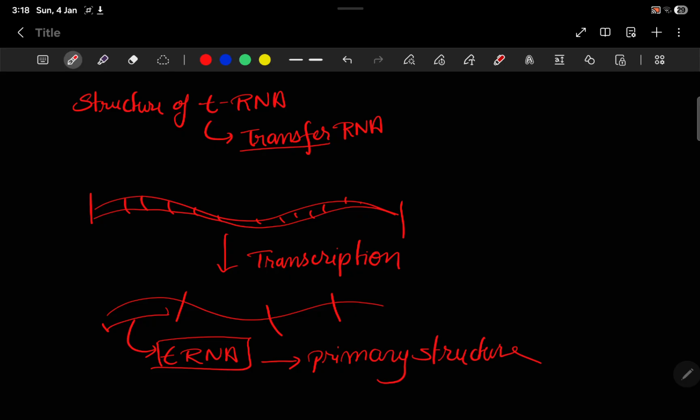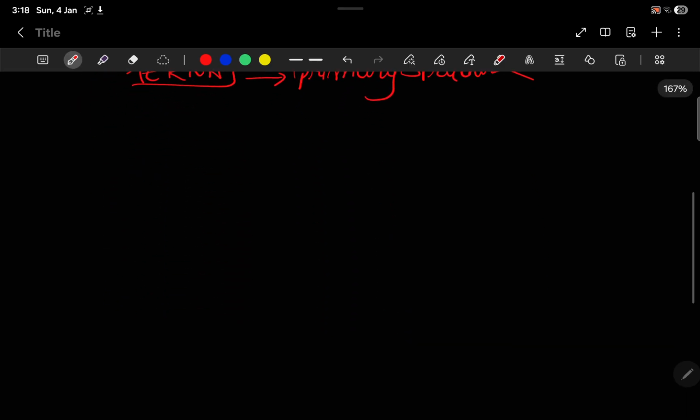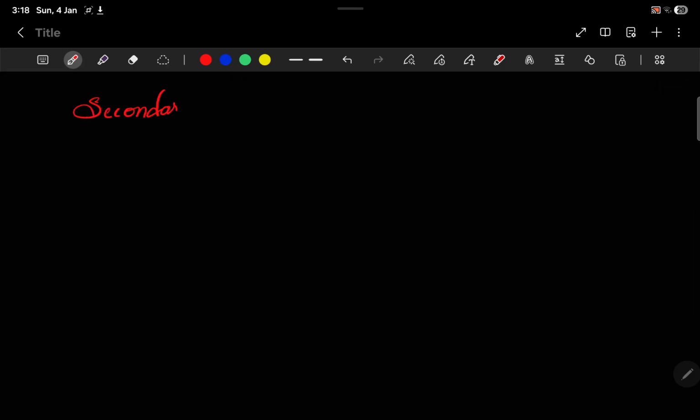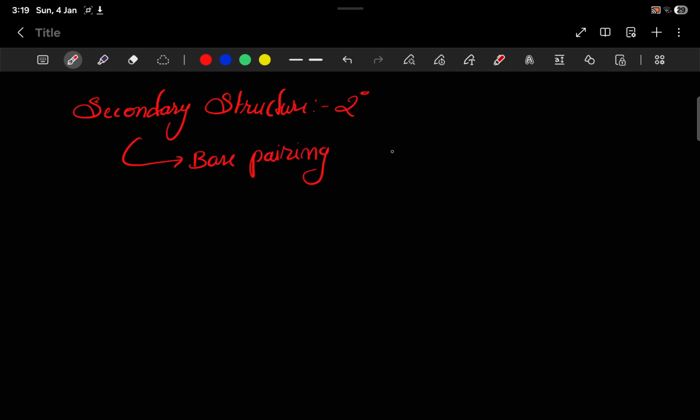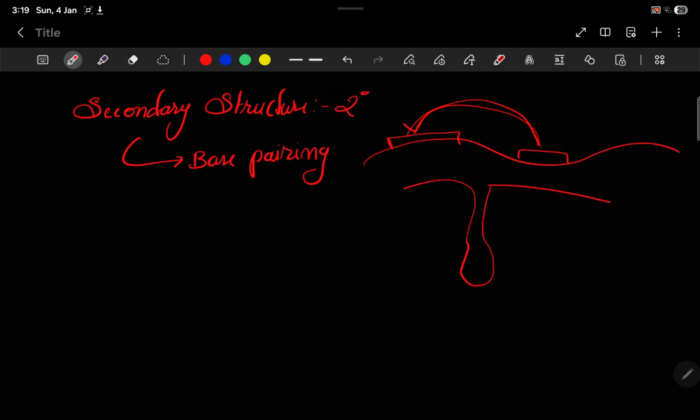of tRNA. Now what we are more interested in is the secondary structure of tRNA. The secondary structure, or 2-degree structure, results from base pairing. Base pairing between what? You will find that there are a few elements here which are complementary to other elements, and they join together to form something like this.